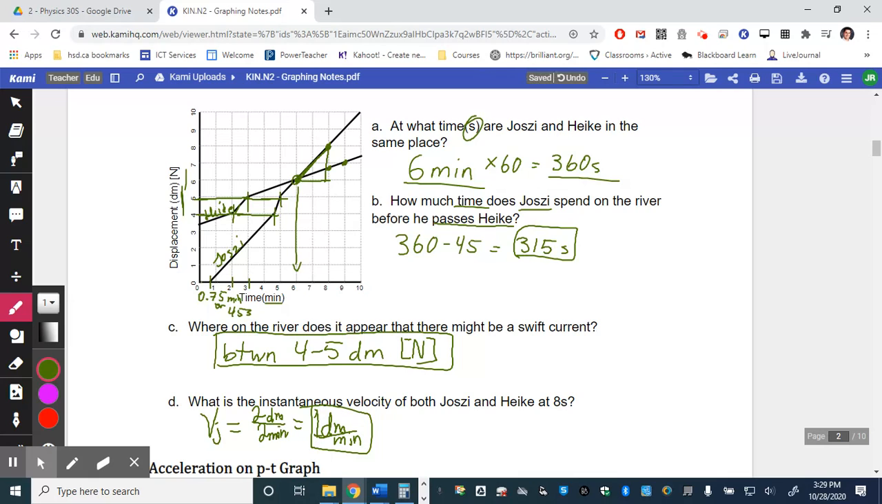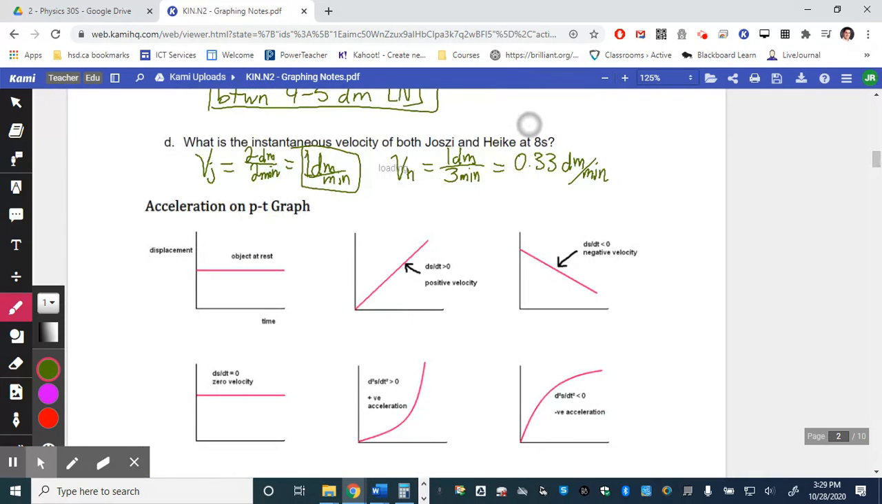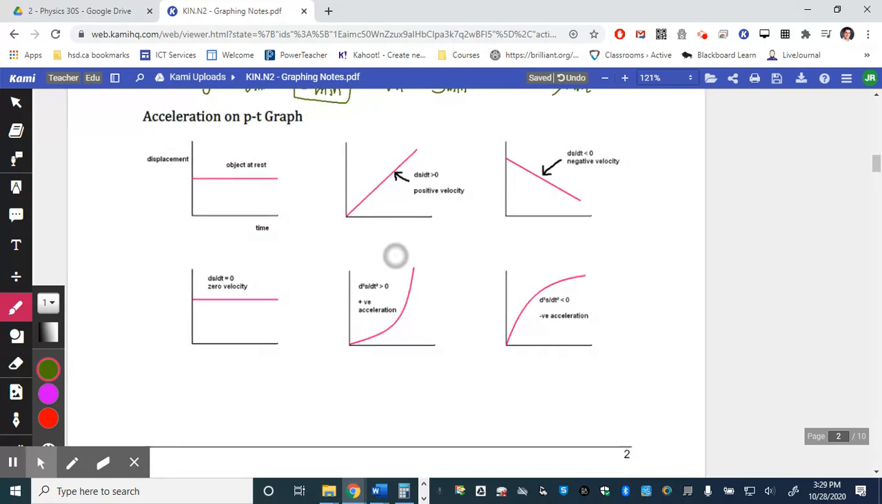The velocity of Heike at 8 seconds, we just need to find the slope of this line. Well, he did 1 decameter in 3 minutes, which is 0.33 decameters per minute. There you go. Good enough. We found the speed based on the line. How do we find acceleration based on a PT graph? This is for a position time graph.